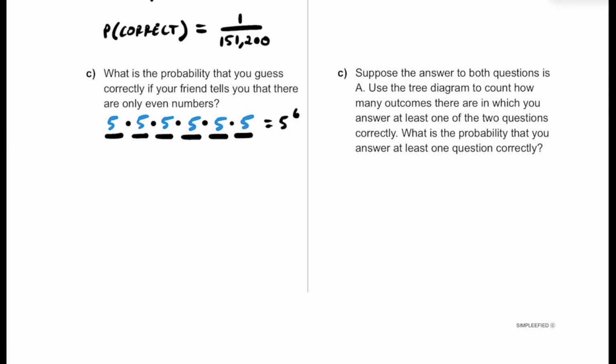So go ahead and multiply that out. And if you multiply that out, you should get something like 15,625. That's how many possible combinations there are if you only use even numbers for this passcode.